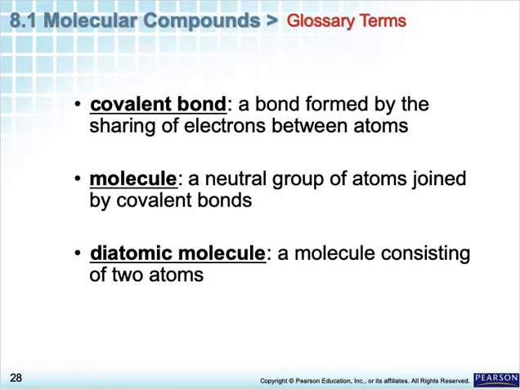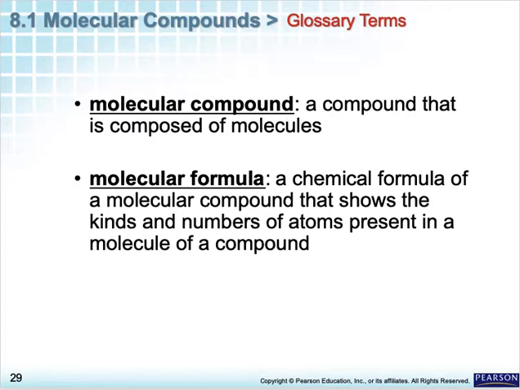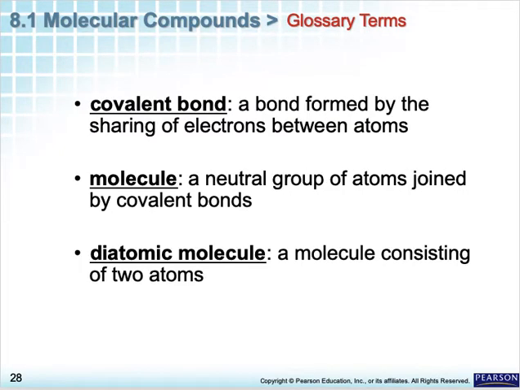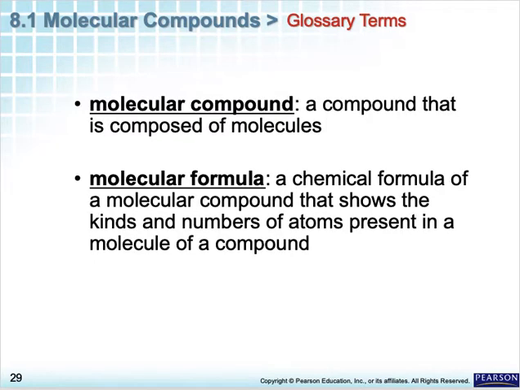Vocabulary: covalent bond, molecule, diatomic molecule. And with diatomic molecules for elements, I do want you to know your 7 diatomic elements. That was one of your things to know in the last video. So for this unit, I'm only going to be checking for 2.